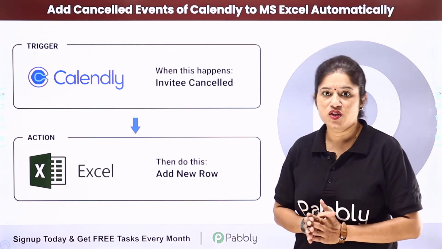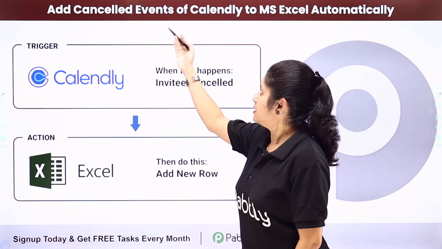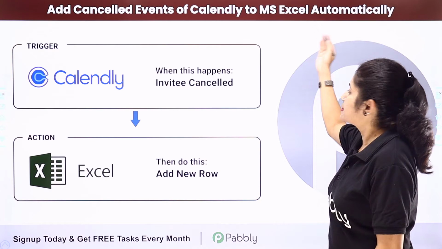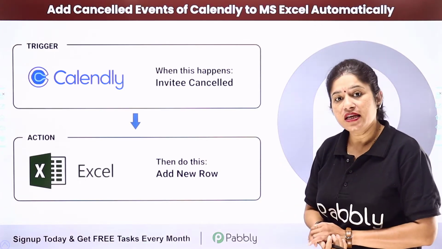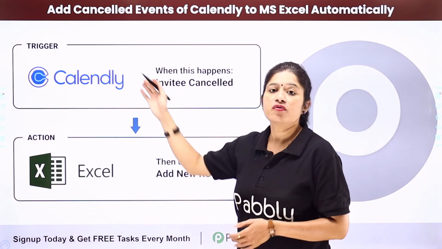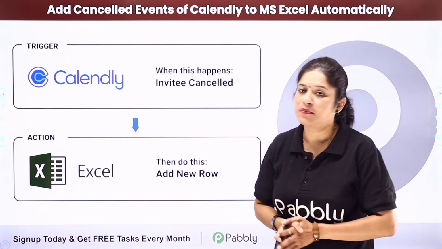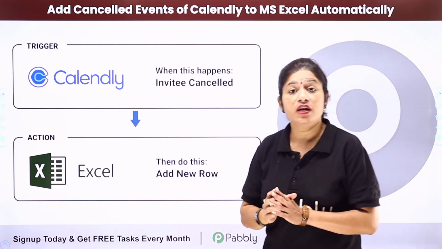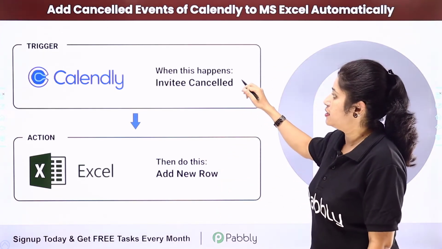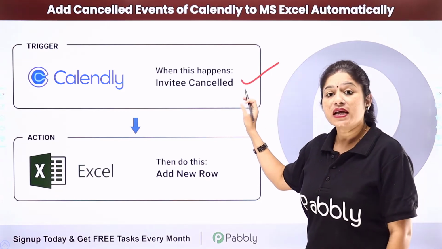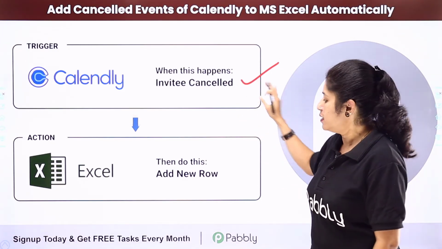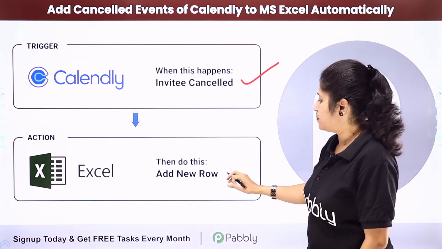In this video, we are going to learn how you can add cancelled events of Calendly to MS Excel automatically. So the idea here is that you are using a Calendly account for scheduling the meetings and creating some events. Now you want that whenever a scheduled event gets cancelled in your Calendly account, automatically the cancelled event details should be saved as a new row to your Excel spreadsheet.